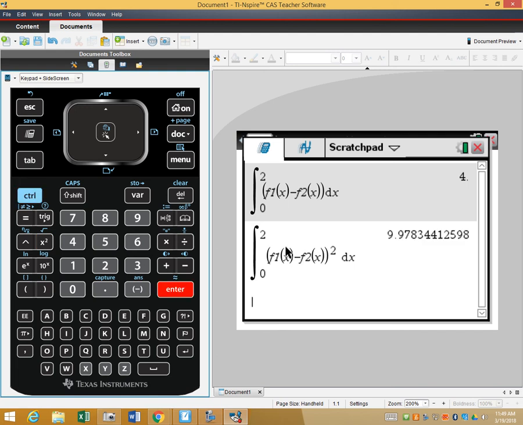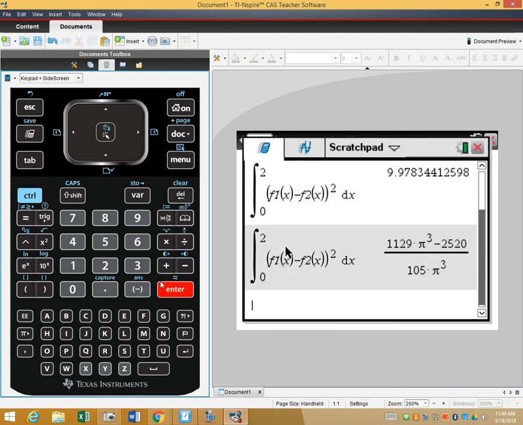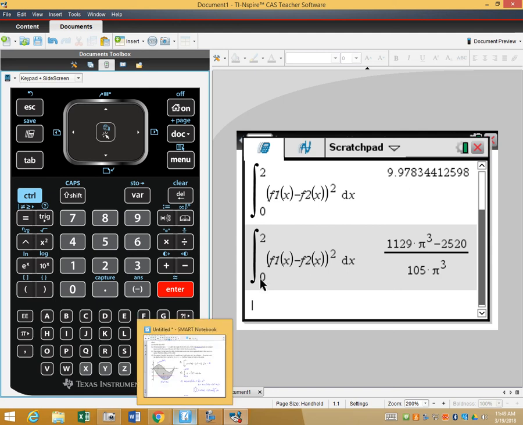I got 9.978. If I didn't hit control enter, I wonder if I would have gotten a decimal. Oh gosh! Okay, that's fine. If you want to write that, you can, but on a calculator question, I would much prefer the decimal. 9.978.